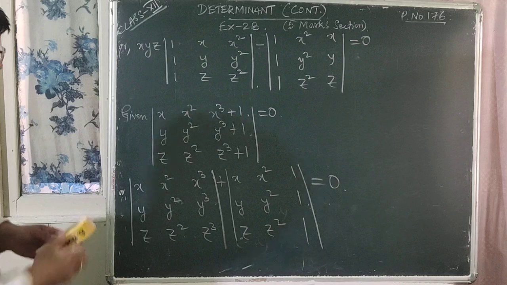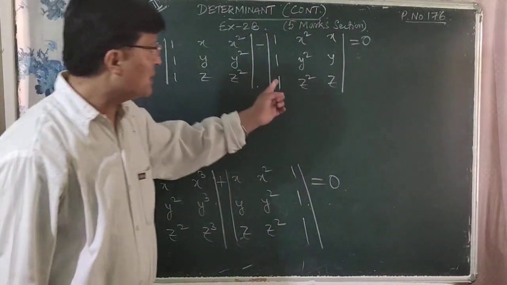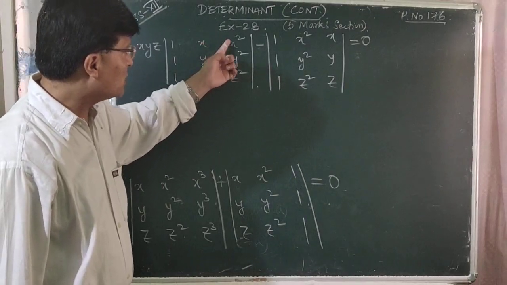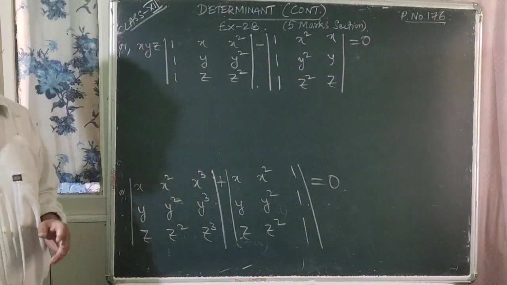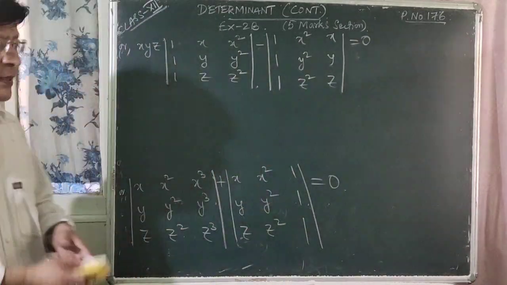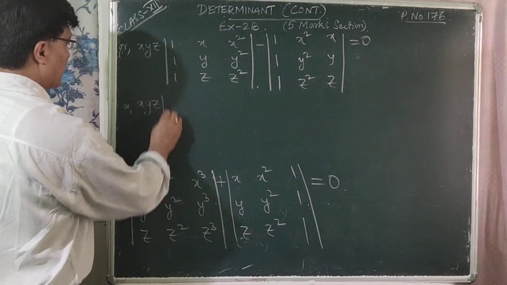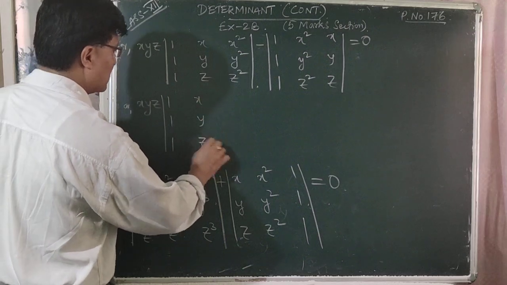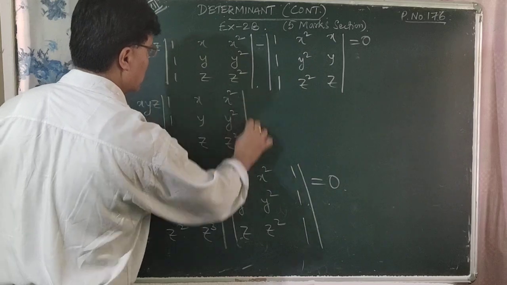Is that clear now? Next, again in this case, since here the second column is x, y, z and the third column is x square, y square, z square, here also you can interchange the second column and the third column. Again the sign is changed. If you interchange the second column and the third column, the sign will be changed. Now it is 1 1 1, second column x, y, z. What is the third column? x square, y square, z square, right?